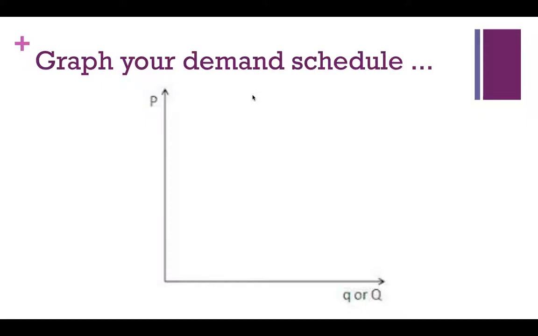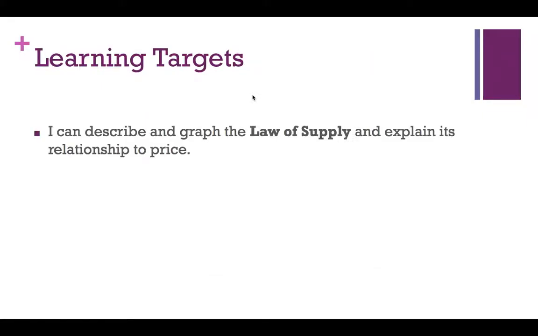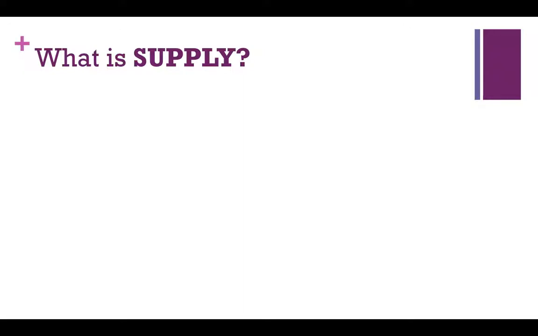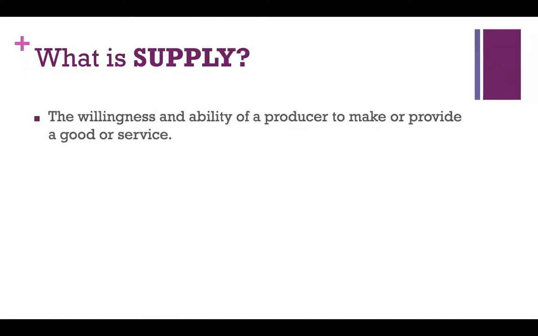Okay. So today our learning target is to describe and graph the law of supply and explain its relationship to price. So, what is supply? Well, if demand is the willingness and ability for consumers to purchase a good or service, you will not be surprised to find out that supply is the willingness and ability of a producer to make or provide a good or service. So please add that to your notes there.